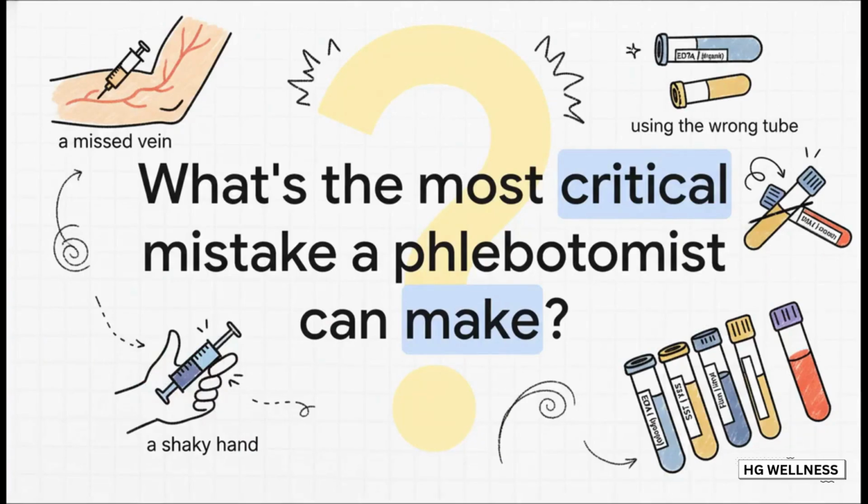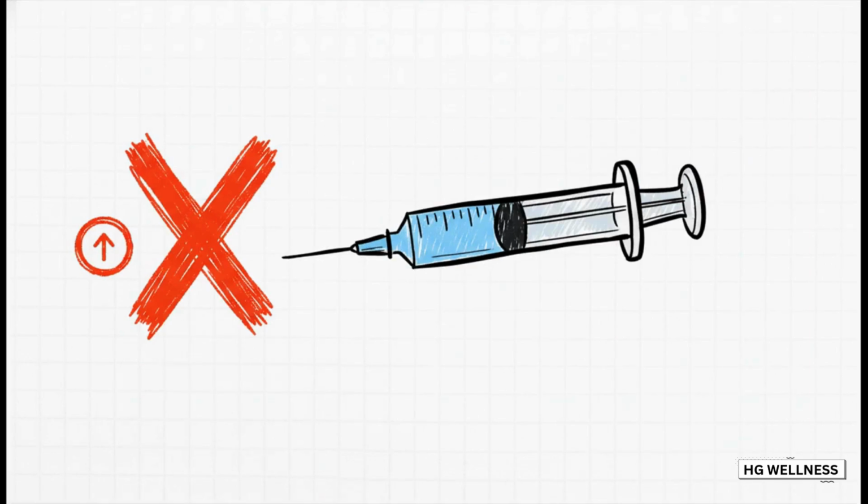Okay, so let me ask you a question. When you think of a mistake in phlebotomy, what's the first thing that pops into your head? A shaky hand, maybe? A missed vein? Using the wrong tube? Yeah, those are all significant, for sure. But the most critical error, the one with the most severe consequences, it's something else entirely. Believe it or not, the biggest mistake happens before you even think about uncapping the needle. It isn't a technical error with the stick itself. It's a failure in the most basic, foundational steps. And that's exactly where we're going to start.